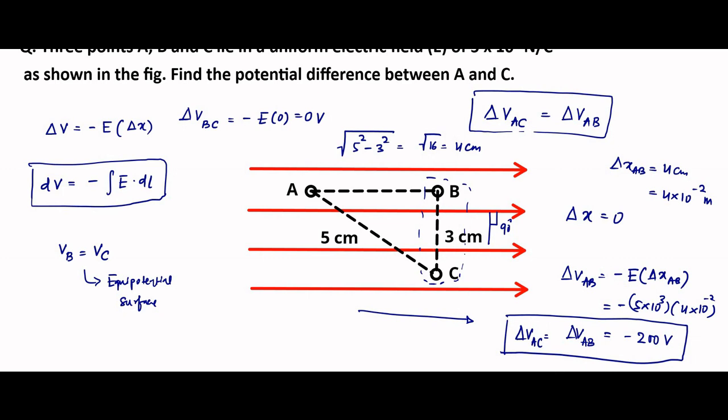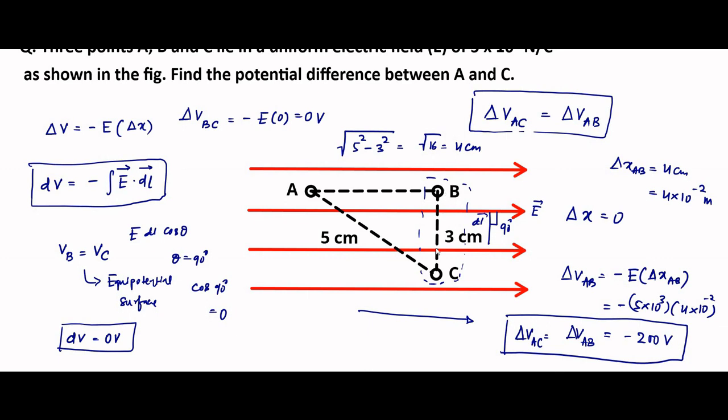Why are we concerned about this 90 degree angle between the displacement and the electric field? Because the potential change is basically the dot product of the electric field and the displacement vector. With E vector and dl vector, the dot product is E dl cos theta. When theta is equal to 90 degrees, cos 90 degrees is equal to 0. So the change in electric potential is equal to 0 volt when the angle between the electric field and the displacement vector is 90 degrees.